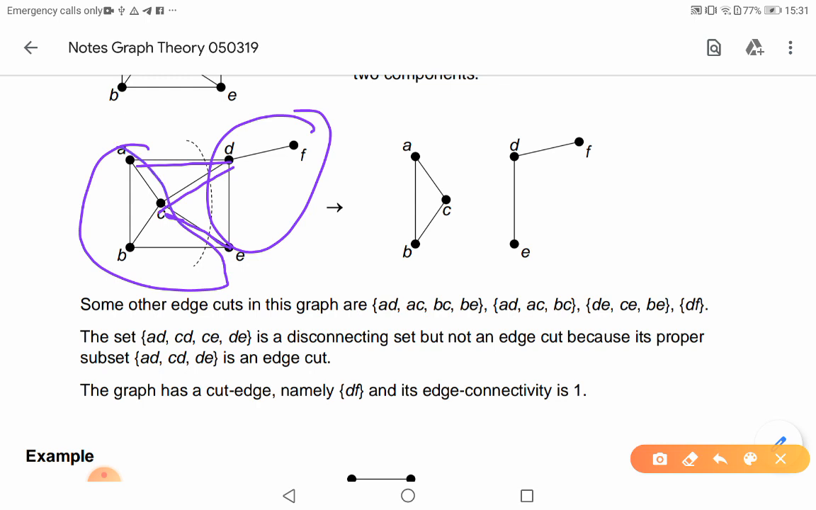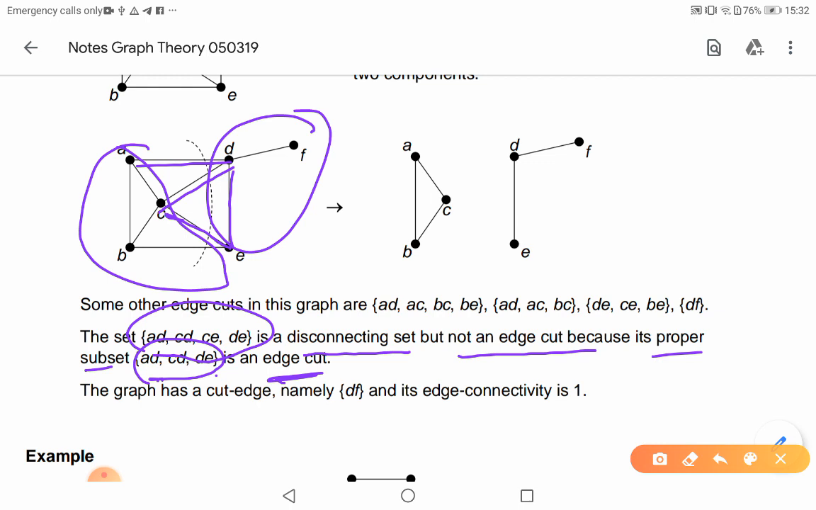Okay, there are two components already. But if you take another edge, DE, we can say that AD, CD, DE is a disconnecting set, but it is not an edge cut. Why is this not an edge cut? Because its proper subset is only this one, AD, CD, DE. AD, CD, DE is an edge cut. But if you put another one, DE is not an edge cut already.